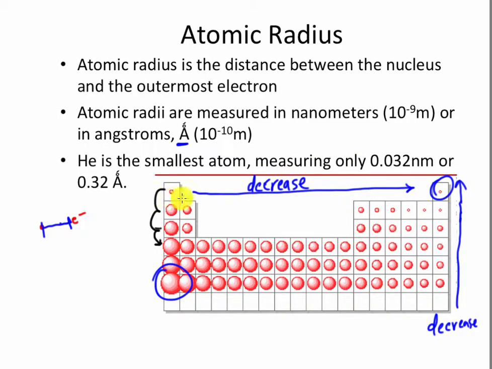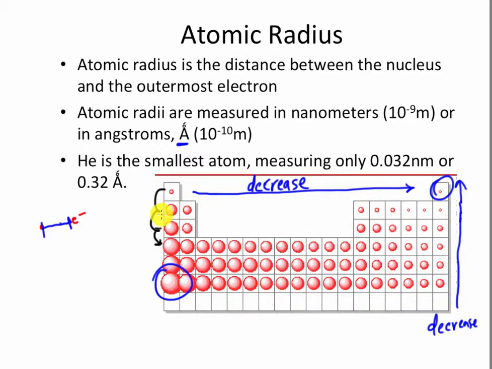But that's not the case. Hydrogen is not the biggest element, and element 118 is not the smallest one. That's because we have energy levels, orbitals, S's, P's, sublevels, because we have quantum mechanics. This is further evidence that quantum mechanics works.